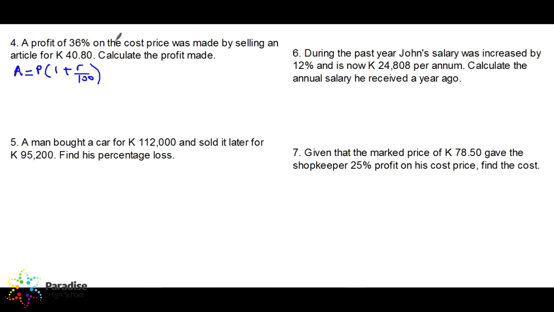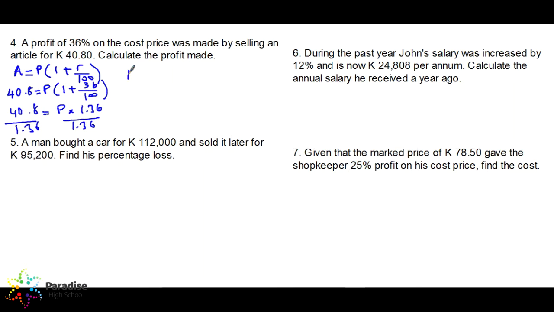A profit of 36% on the cost price was made by selling an article for 40.8. So this is the sale price after the profit, which means that it is the new price. Then A is equal to 40.8. We have to find what P is, with 1 plus 36% of profit. So that makes 40.8 is equal to P times 1.36. Both sides divided by 1.36.